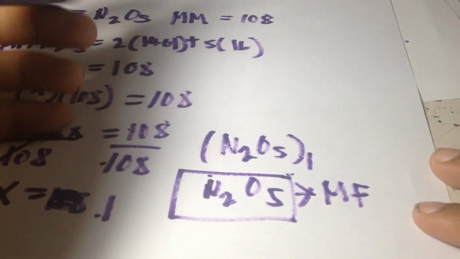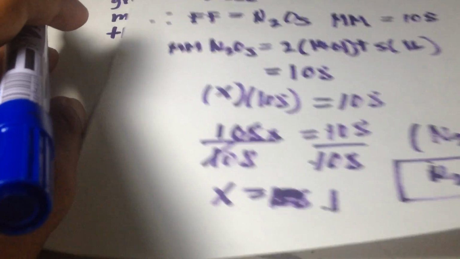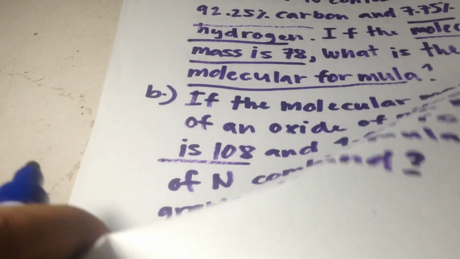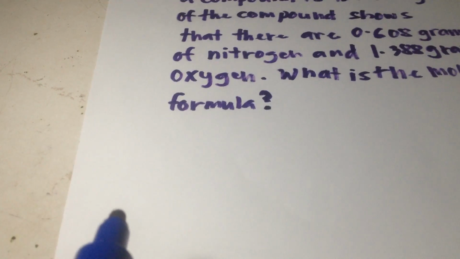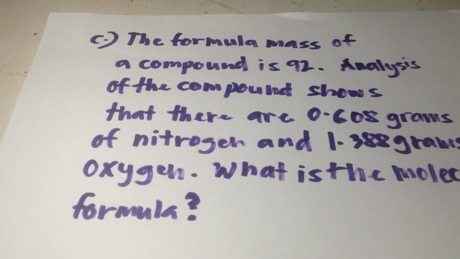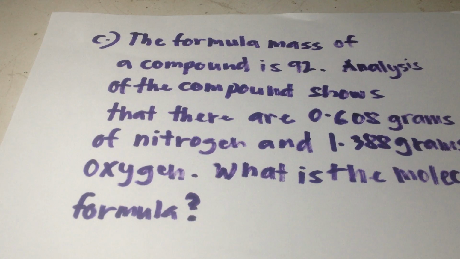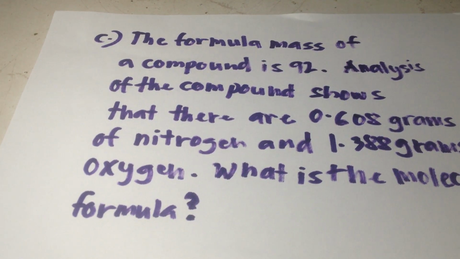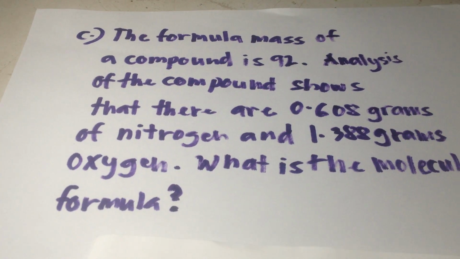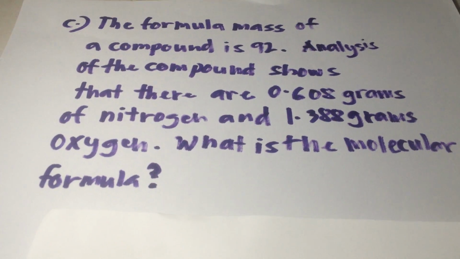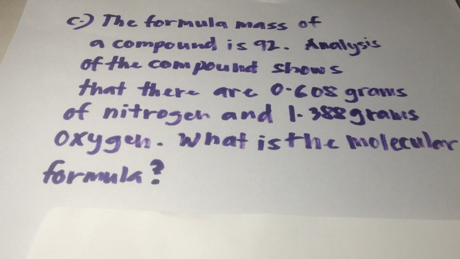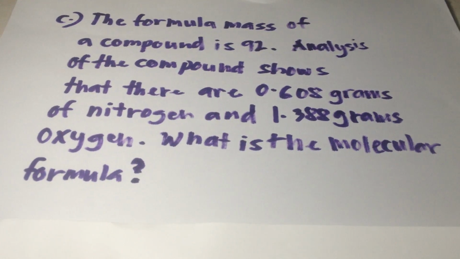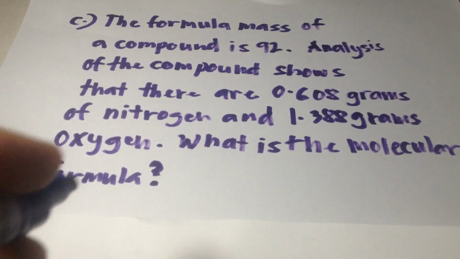Okay? And how about letter C? In letter C, the formula mass of the compound is 92. Analysis of the compound shows that there are 0.608 grams of nitrogen and 1.388 grams of oxygen. What is the molecular formula?